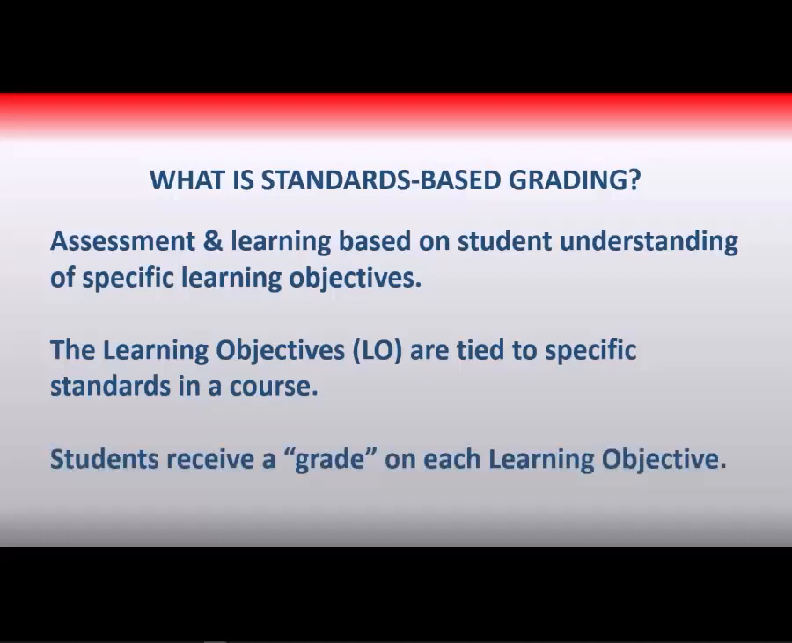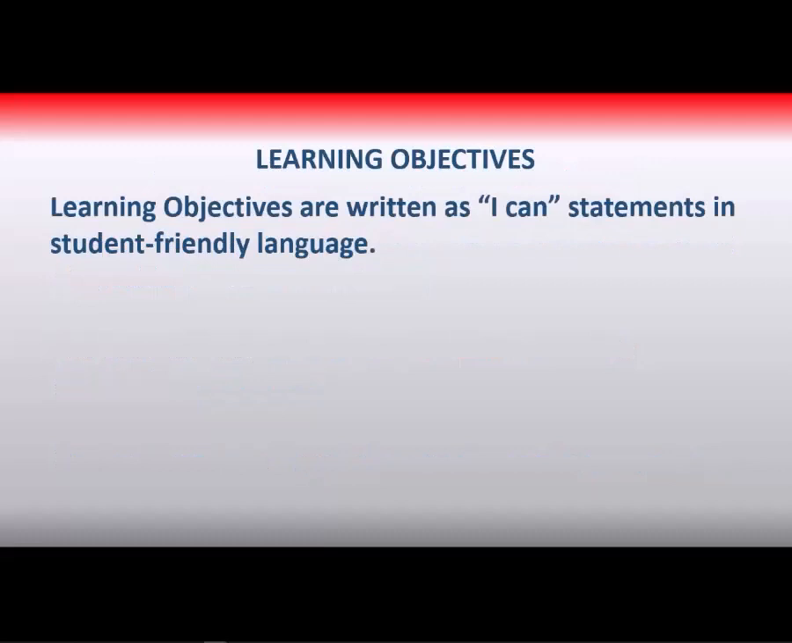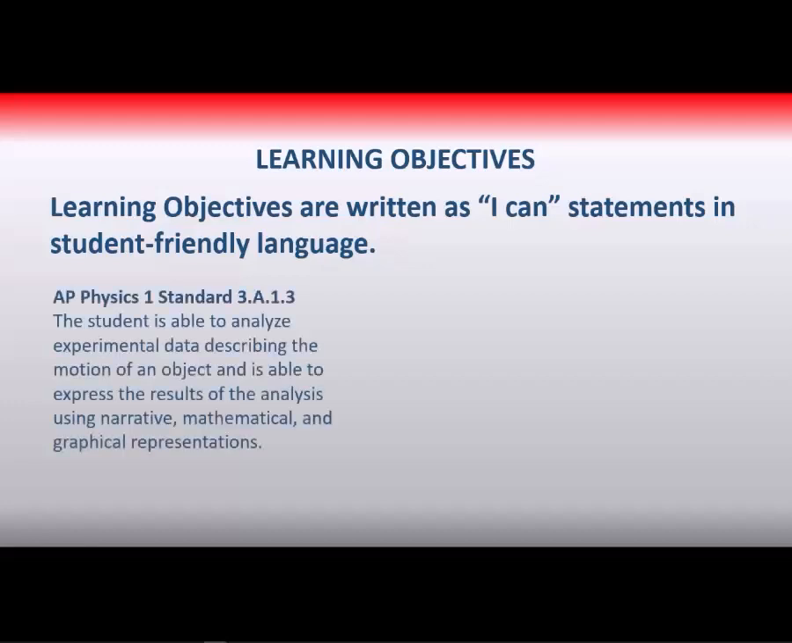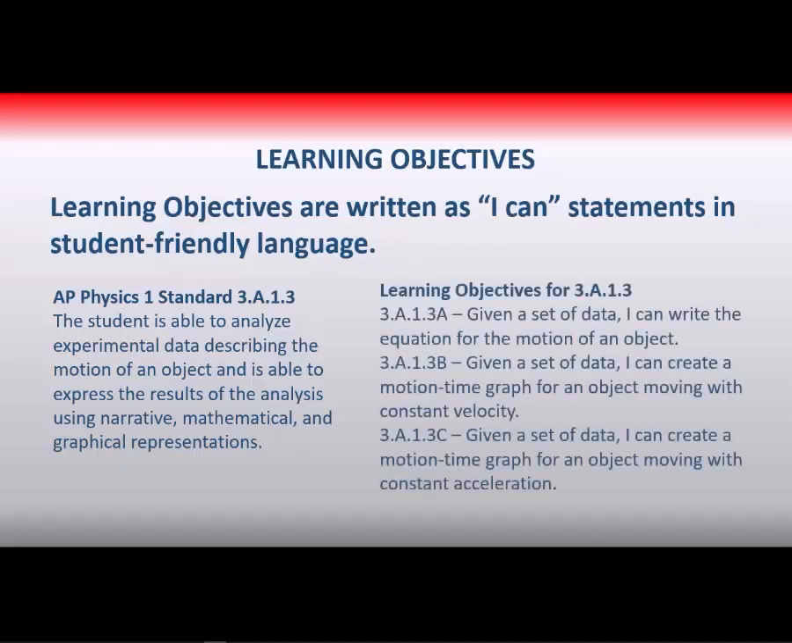Students will receive a grade on each of these learning objectives, which are then used to find their final grade in the course. The first step in establishing standards-based grading in the classroom is to identify the learning objectives, and these should be written as I can statements. Here's an example of an AP Physics 1 standard from the College Board. This is a pretty complicated and difficult to understand standard, but when you break it down into these three learning objectives, a student can understand exactly what is expected of them to do well on this standard.